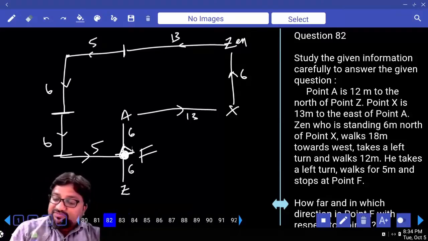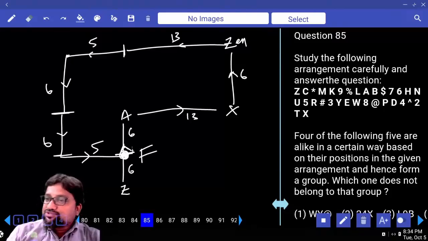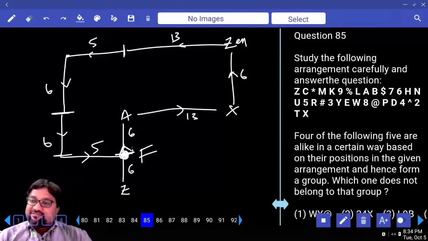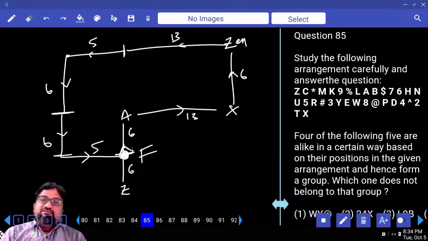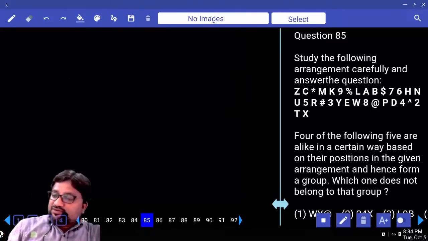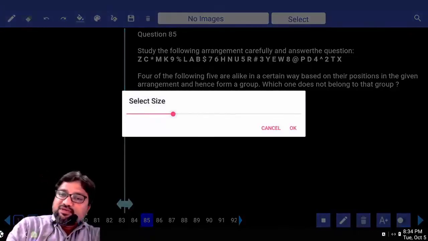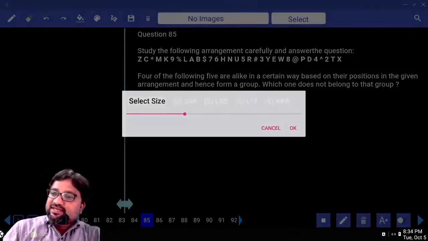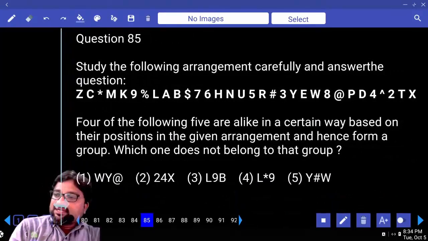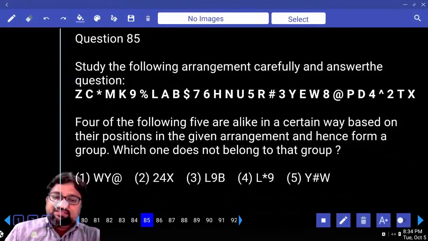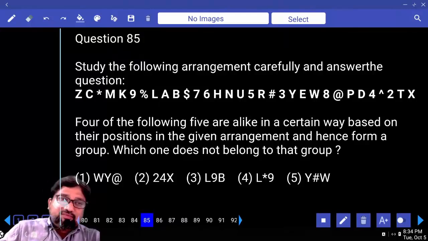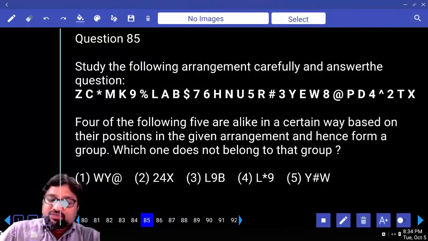The next set of questions start from 85. This is a question which is based on alphanumeric series of elements. So this is a question on series of elements and I have been telling you from many days. You'll find 3 different types of elements. What are those? Numbers, digits, letters and symbols. Is this clear? So 4 out of the following 5 are alike in a certain way based on their positions in the given arrangement and hence form a group. Which one does not belong to the group?